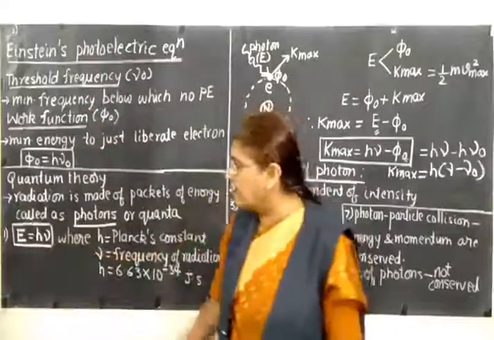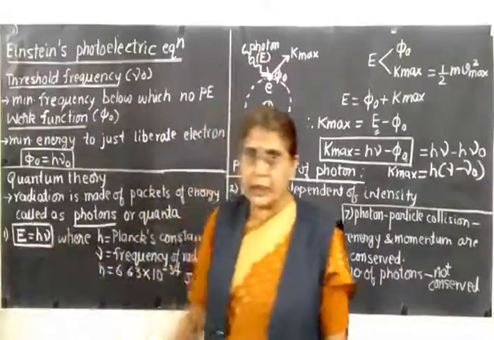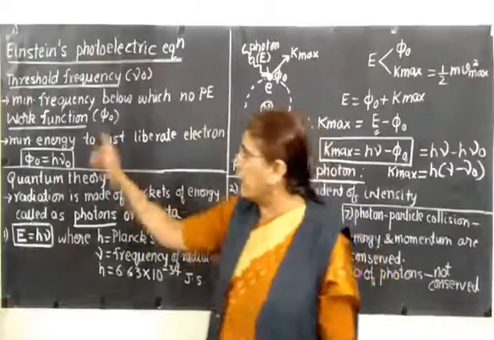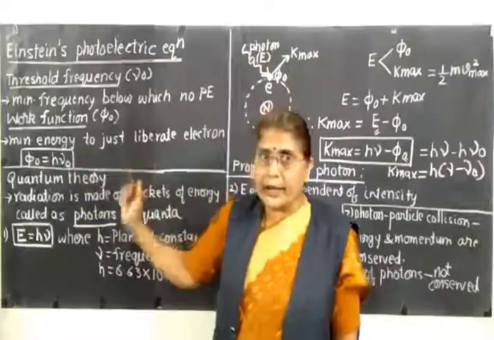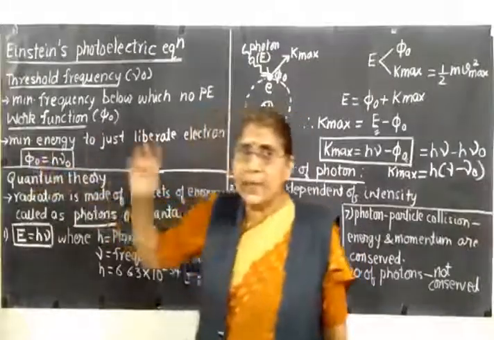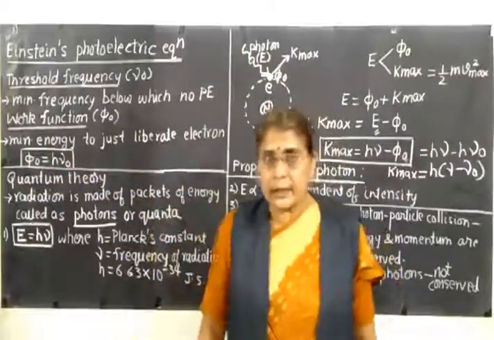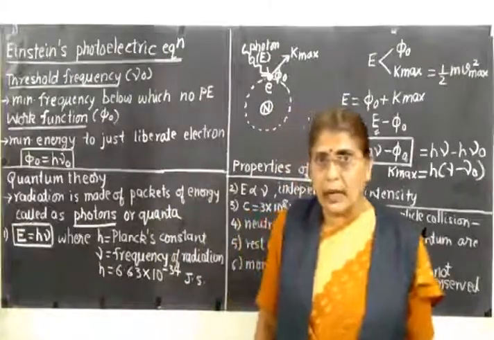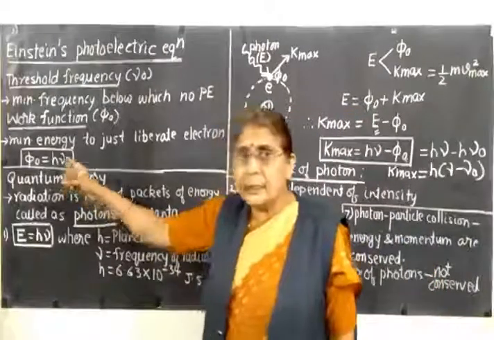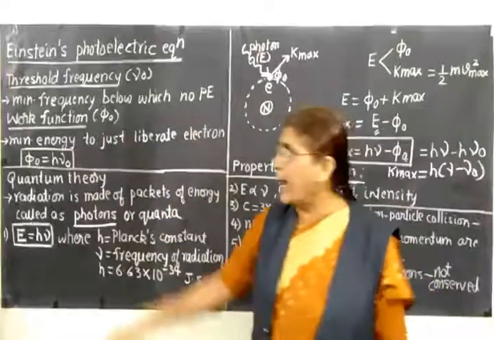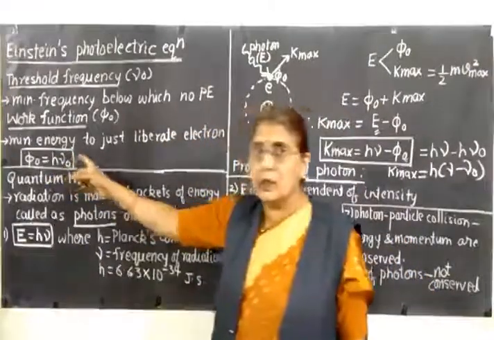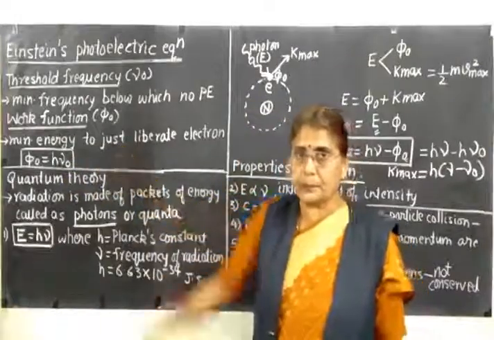So just now we have seen E equals h nu. Therefore you can write the energy phi 0 as h nu 0. Why? Because phi 0 is the minimum energy just required to liberate an electron, and nu 0 is the minimum frequency at which photoelectric effect takes place. So we have the relation phi 0 equals h nu 0.